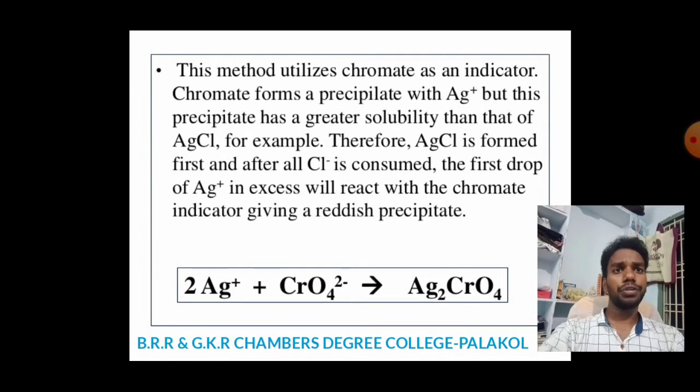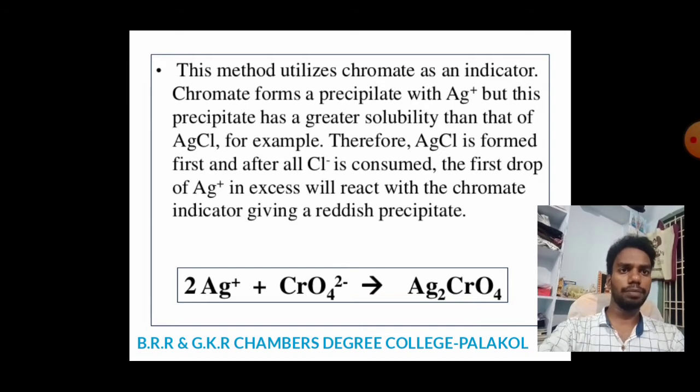So this method utilizes chromate as indicator. Chromate forms a precipitate with Ag plus, but this precipitate has greater solubility than that of AgCl. Therefore AgCl is formed first. After all chloride ions, Cl minus, are consumed, the first drop of Ag plus in excess will react with the chromate indicator, giving a reddish precipitate, right? So a red color precipitate is formed. Here is the reaction: Ag plus reacting with chromate, forming Ag2CrO4.